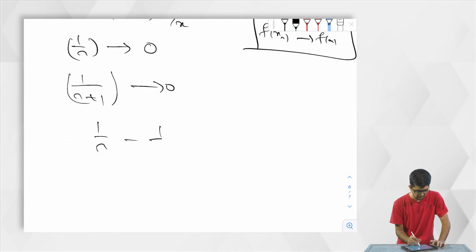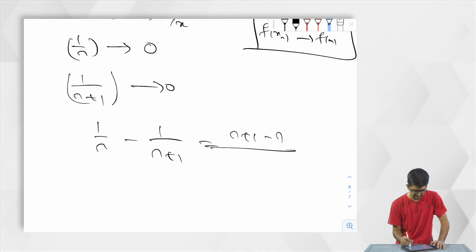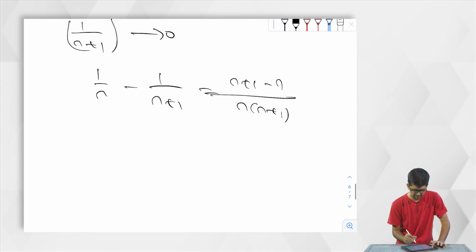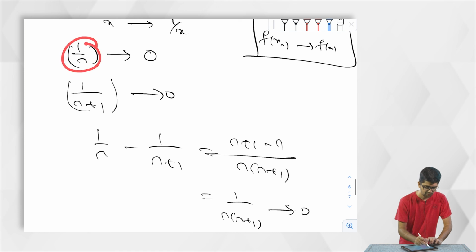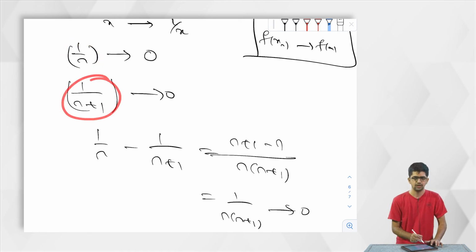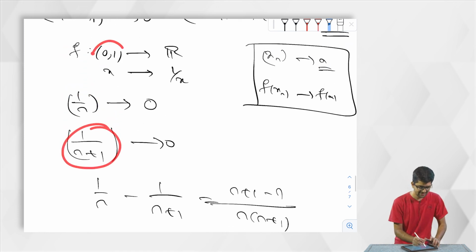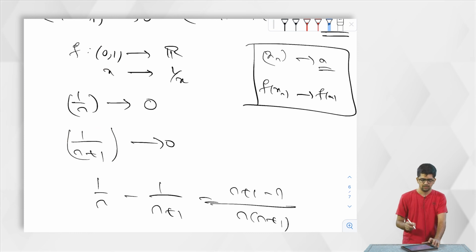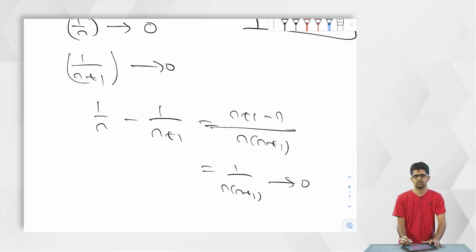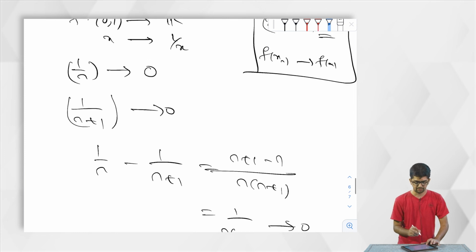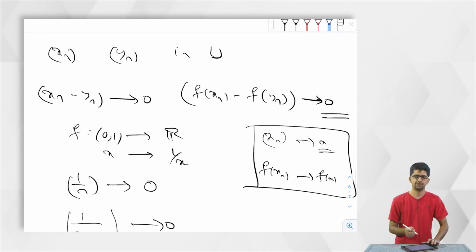So 1 by n minus 1 by n plus 1, what is this? This is (n plus 1 minus n) by n times (n plus 1), which is 1 by n times (n plus 1). Oh nice, this goes to 0 anyway. So we have two sequences, 1 by n and 1 by n plus 1, inside (0,1) such that their difference goes to 0. So this is an appropriate candidate to check uniform continuity.